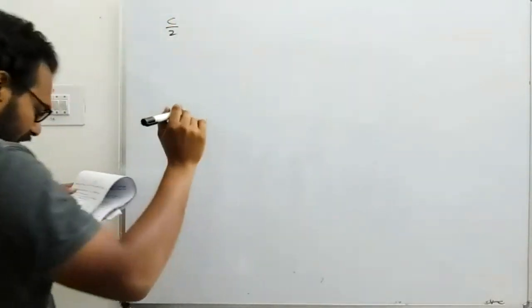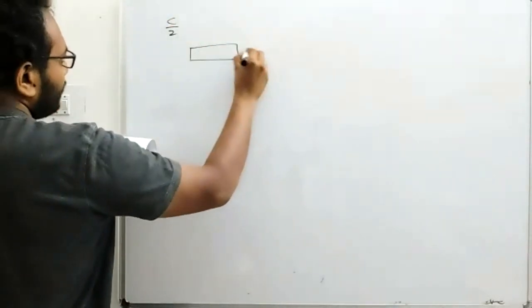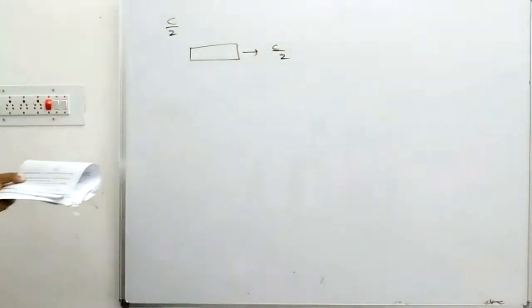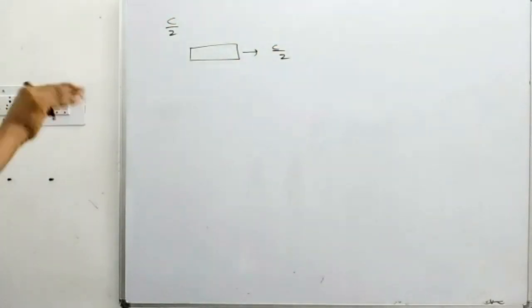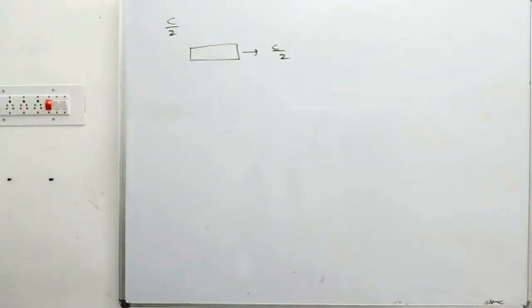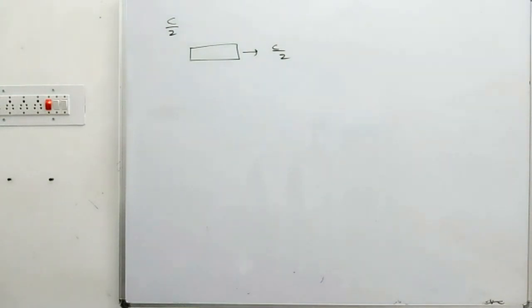So in the ground frame, we have, let's say, a meter scale moving at a speed c by 2 parallel to the ground, and the velocity is in the same direction as the one in which the length lies, in which your meter stick lies. The rod is moving at c by 2 with respect to ground such that the velocity of the rod is parallel to its length. No problem.